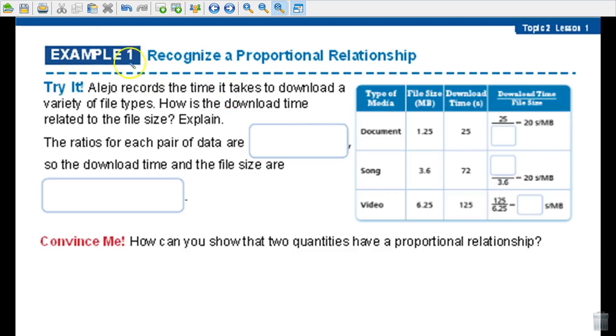So, example one, recognize a proportional relationship. Try it. Here's all the information. 1.25, 25, 3.6, 72, 6.25, 125. Class, fill in the boxes, okay? Fill in all these boxes. These are both words. I'll give you a little bit of time to work it out. Pause it right now.